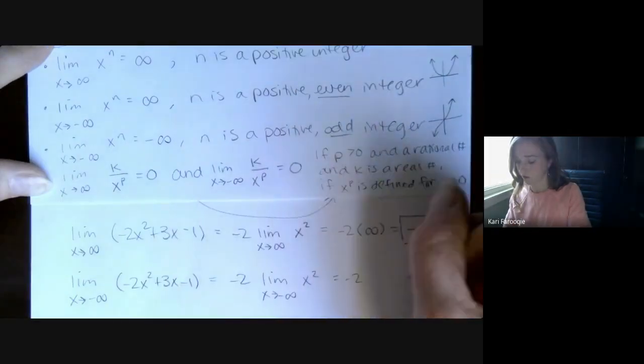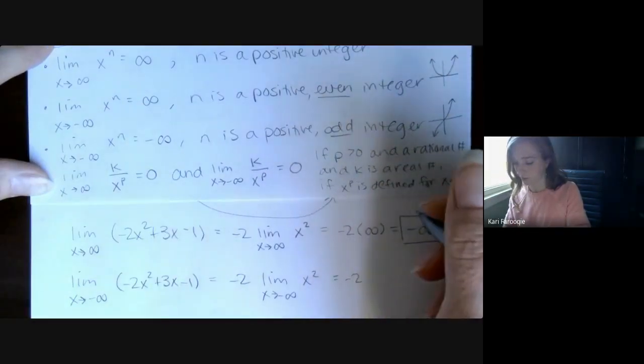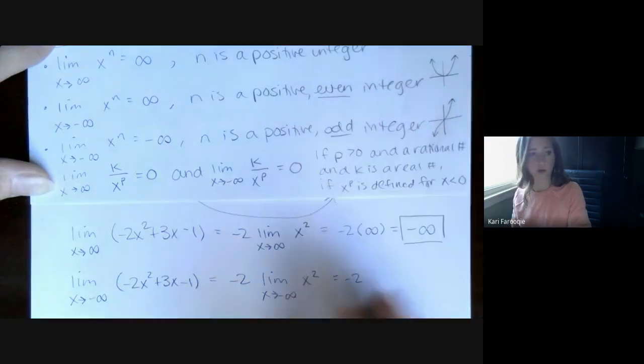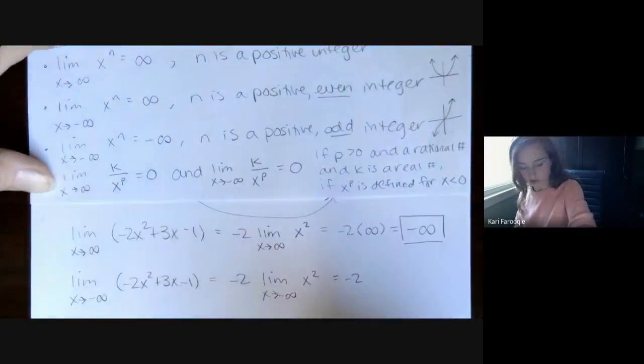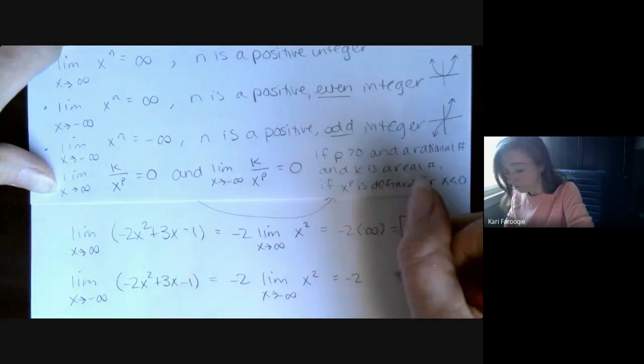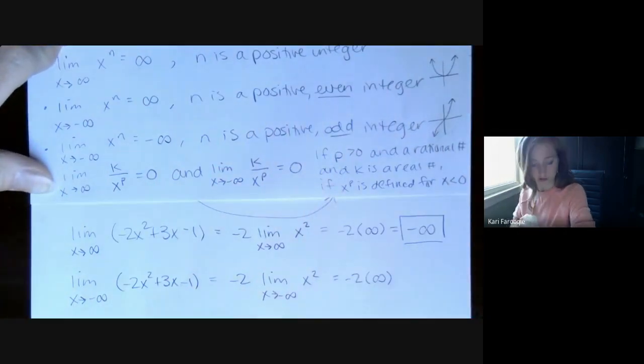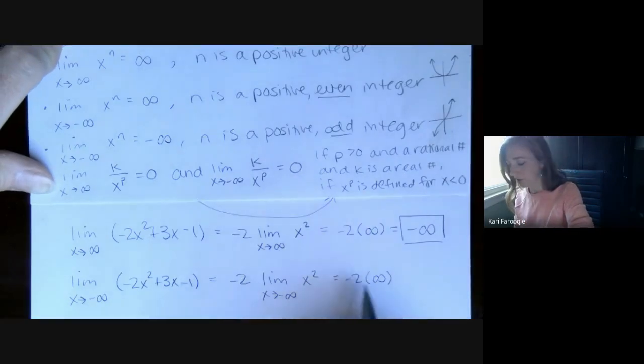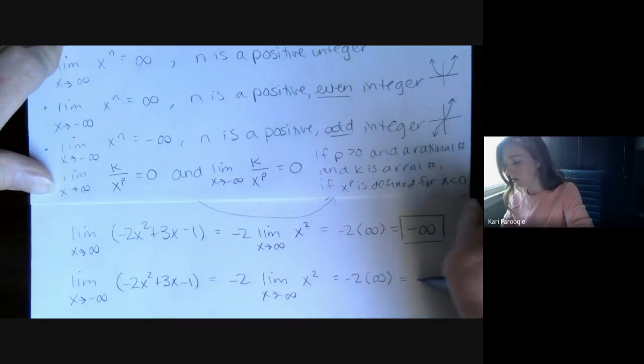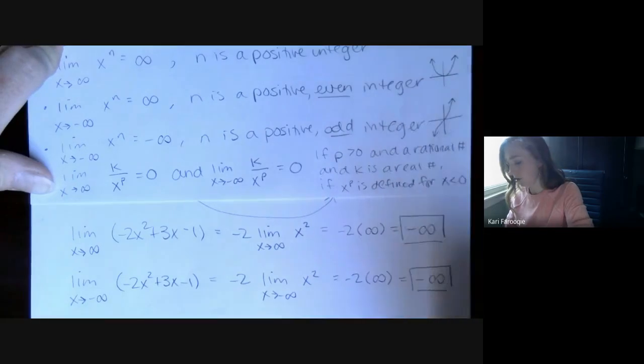So we have negative 2 times, oh, sorry, we were approaching negative infinity. Oh, yes. No, it is positive and even. Sorry. Never mind. Everything is fine. Negative 2 times positive infinity is, again, negative infinity.